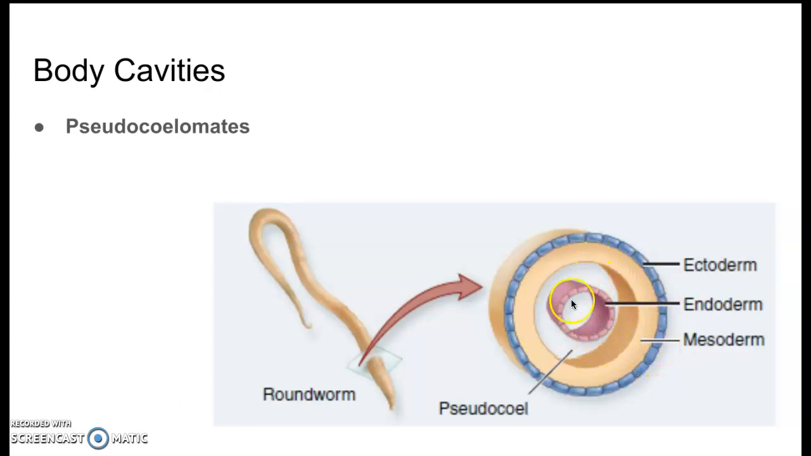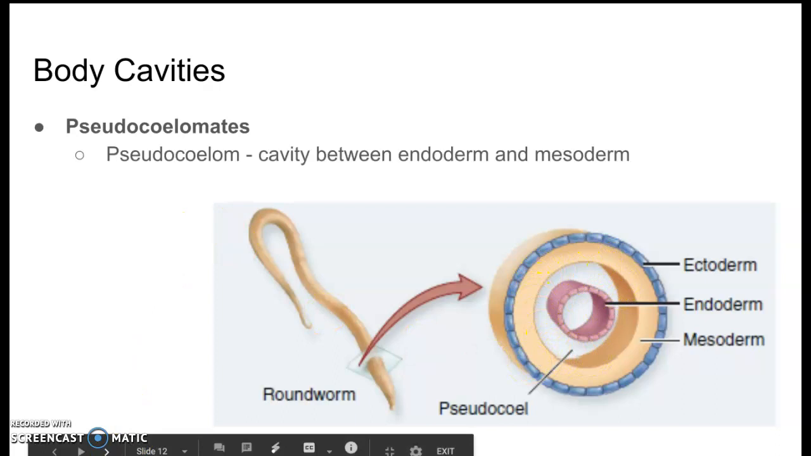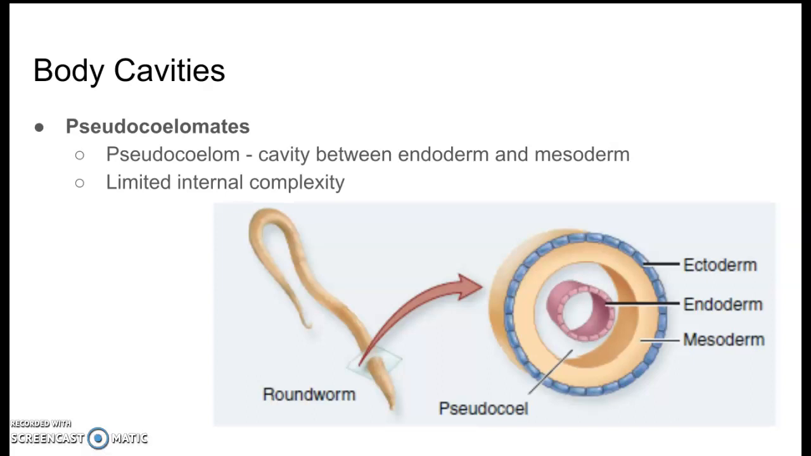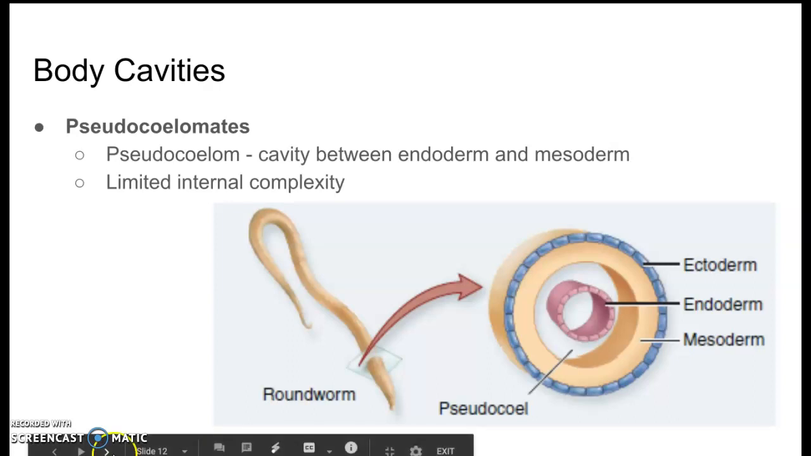So what happens is this cavity forms your gut, but now you have some space here where you can actually form some organs. And so roundworms will have a few more organs. They're a bit more complex, but it's still limited. You still don't have all the space that you need.